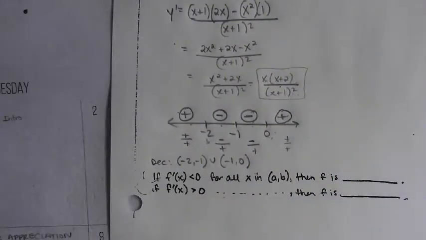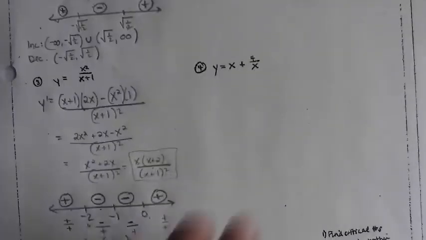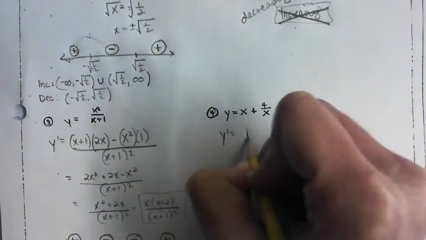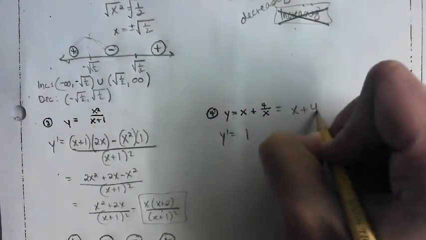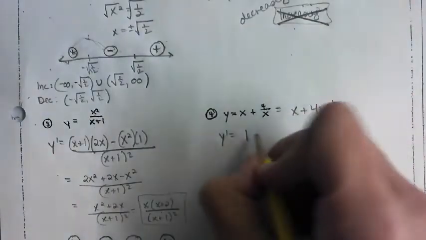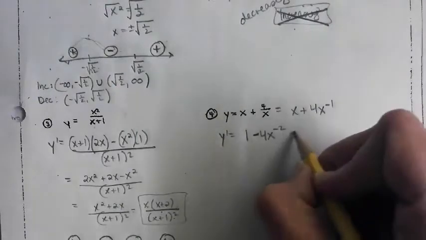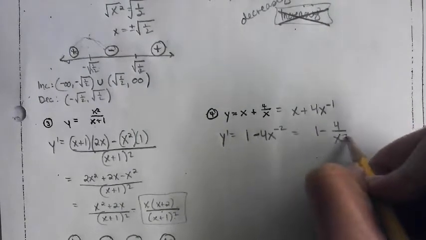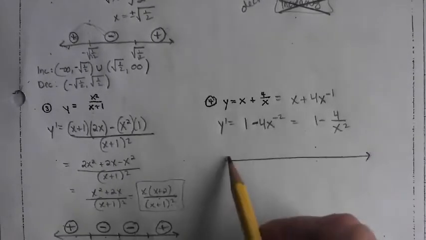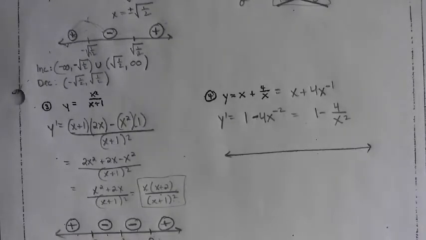Okie doke. All right. Last one here. A little bit of a different graph. Find your derivative. So where are our critical points? Give me a critical point.